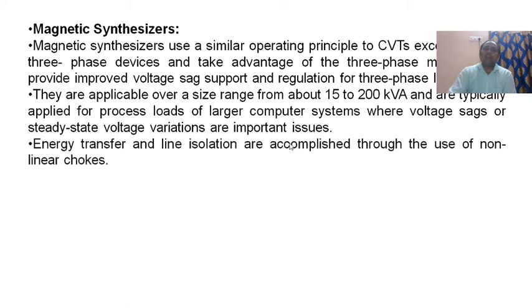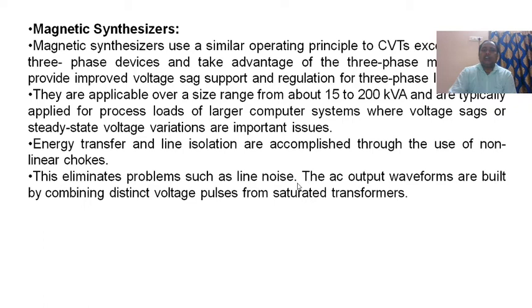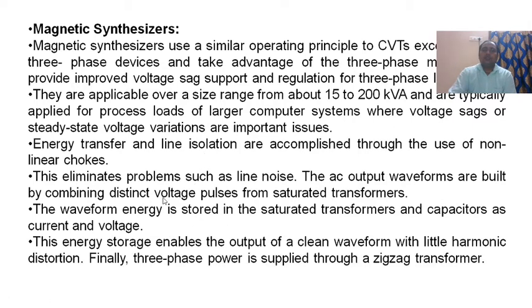Energy transfer and line isolation are accomplished through the use of non-linear chokes. This eliminates problems such as line noise. The AC output waveforms are built by combining distinct voltage pulses from saturated transformers. The waveform energy is stored in the saturated transformers and capacitors as current and voltage. This energy storage enables the output of a clean waveform with little harmonic distortion. Finally, three-phase power is supplied through a zig-zag transformer.